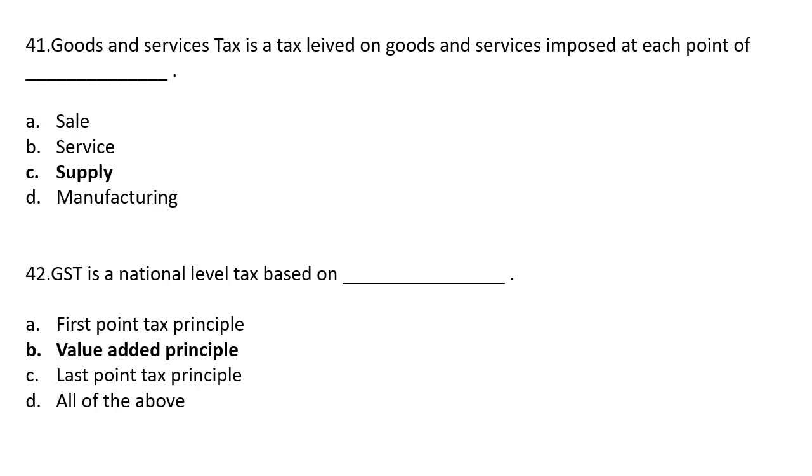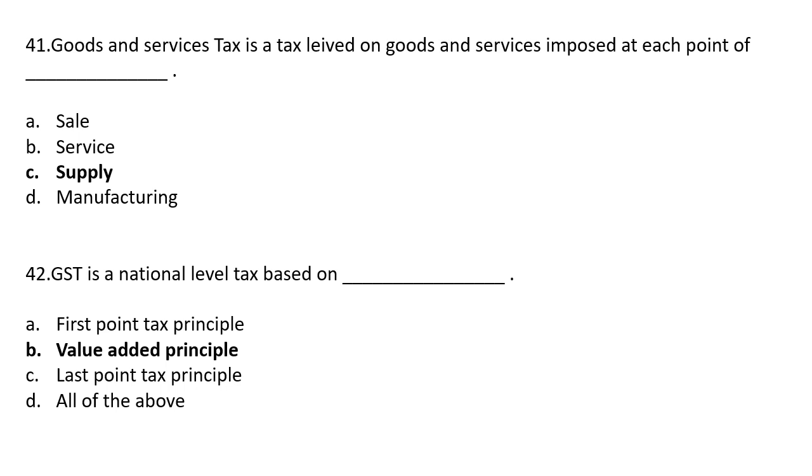Goods and Services Tax is a tax levied on goods and services imposed at each point of dash. Option A sale, option B service, option C supply, option D manufacture. The correct answer here is supply. So Goods and Services Tax is a tax levied on goods and services imposed at each point of supply.